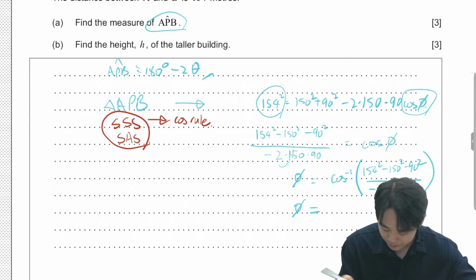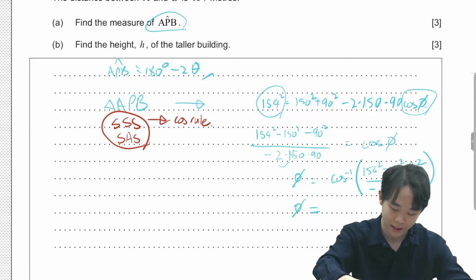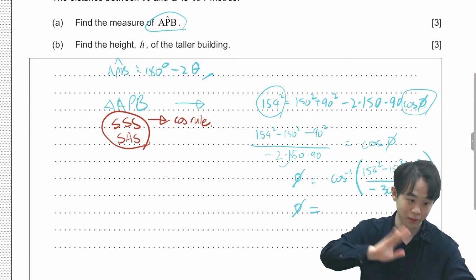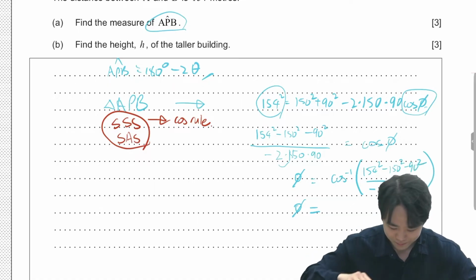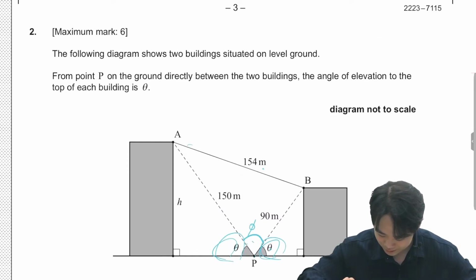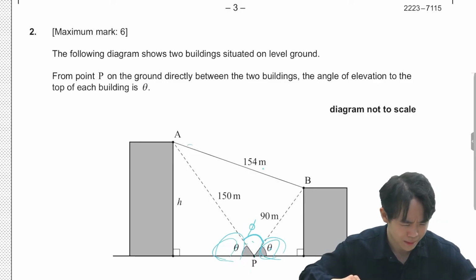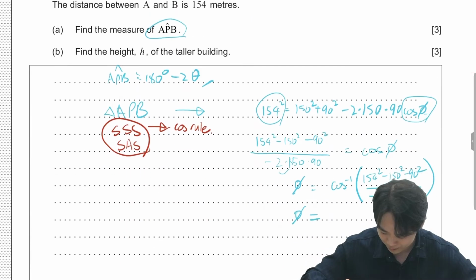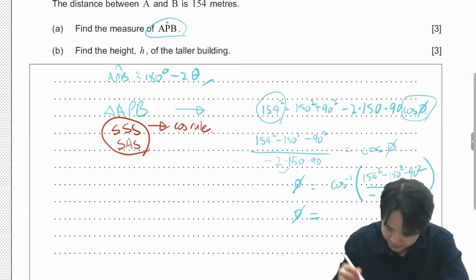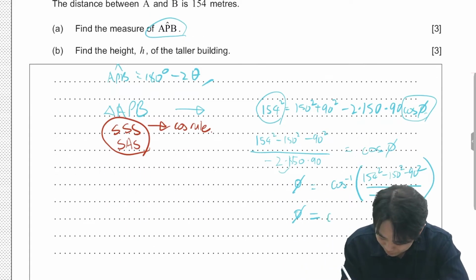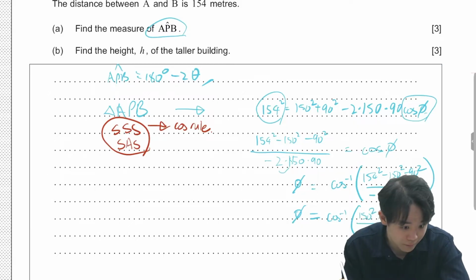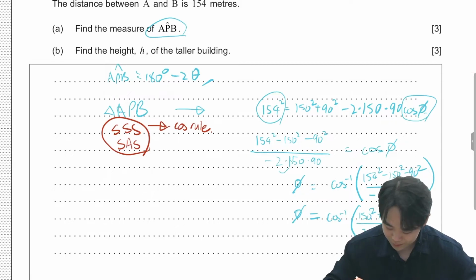If you put this in your calculator, you should get a reasonable answer. And always check whether it's in degrees or radians. The question didn't specify what we want, so you could write it either way. But let's put this and see what we get. Instead of writing negative, we could just write cosine inverse of 150 squared plus 90 squared minus 154 squared, over 300 times 90. Okay, so let's put that in our calculators.